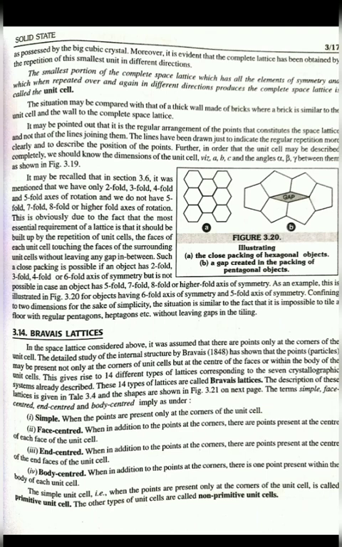It may be recalled that in section 3.6 it was mentioned that we have only 2-fold, 3-fold, 4-fold and 6-fold axes of rotation, and we do not have 5-fold, 7-fold, 8-fold or higher fold axes of rotation. This is obviously due to the fact that the most essential requirement of a lattice is that it should be built up by the repetition of unit cells, the faces of each unit cell touching the faces of the surrounding unit cells without leaving any gap in between. Such a close packing is possible if an object has 2-fold, 3-fold, 4-fold or 6-fold axis of symmetry, but it is not possible in case an object has 5-fold, 7-fold, 8-fold or higher fold axis of symmetry.